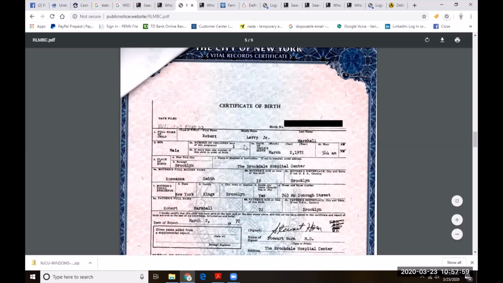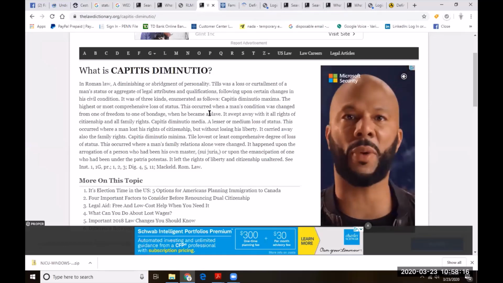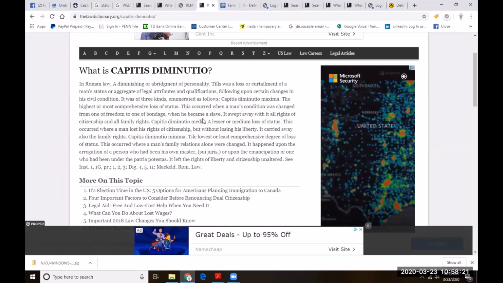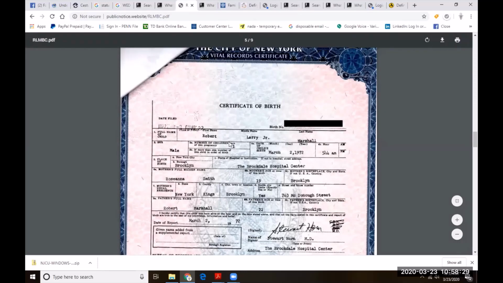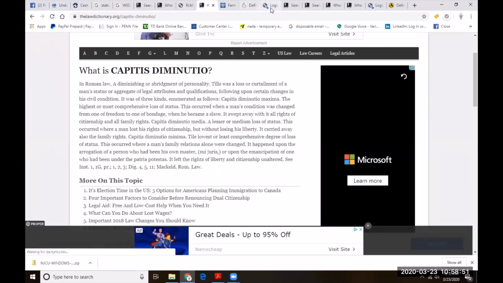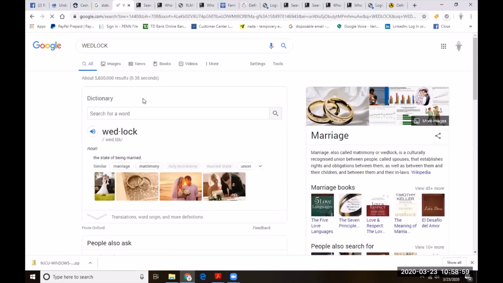And as it's listed here, first of all, it's capitis diminutio. Let's find it real fast. Capitis diminutio media is what I would technically fall under because it's upper and lower caps. So my parents were married, but if you see how it's listed here, they listed my mother's maiden name, which in essence, according to this documentation, it may look like they were not married and I was a bastard. Not a bastard. Let's go into bastard. Wedlock is a state of being married.